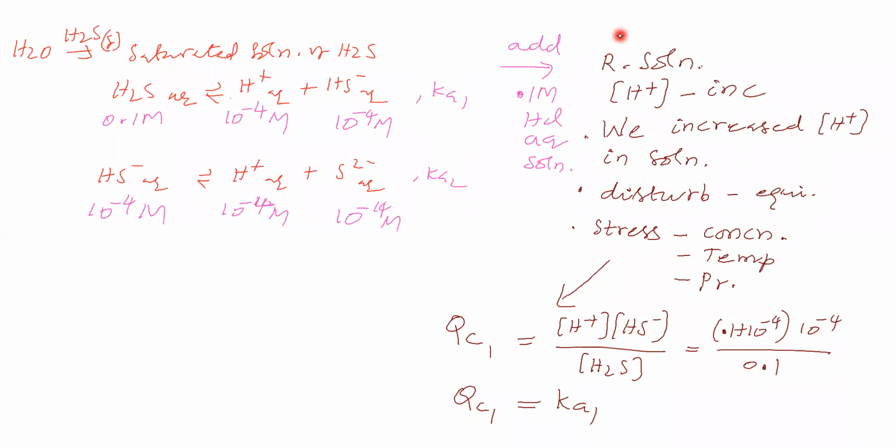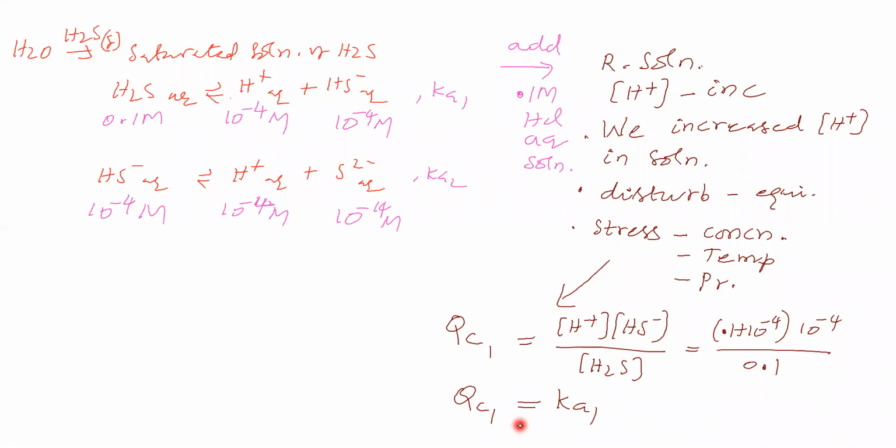Let us compare QC1 with Ka1. Ka1 is called the equilibrium constant for this equilibrium. Are they equal? If these two are equal, then the system is at equilibrium and is not disturbed. If they are not equal, then the system is not at equilibrium; it is disturbed. What do you say? Is QC1 equal to Ka1, or not equal to Ka1? Okay, you are saying not equal.